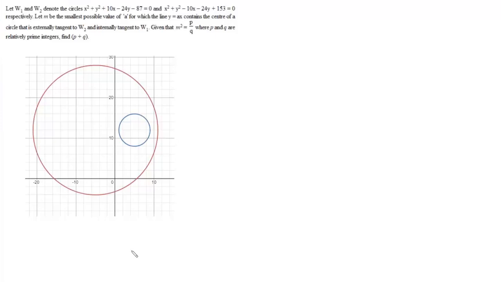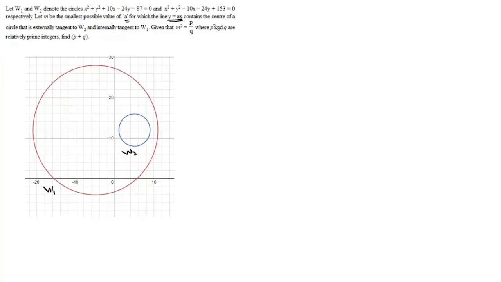Now here the question is: let W1 and W2 denote the circles x square plus y square plus 10x minus 24y minus 87. So that's your W1. And then the second circle, which is W2. It says, let M be the smallest possible value of A, for which the line y equals ax contains the center of the circle that is externally tangent to W2 and internally tangent to W1.